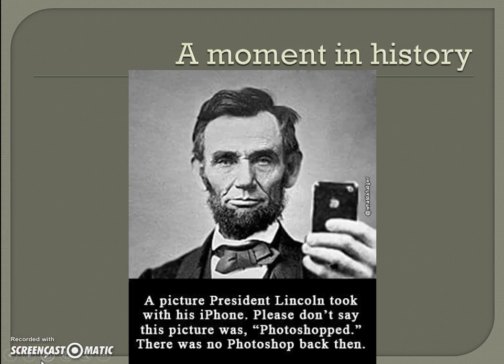So here's an important moment in history, a picture President Lincoln took with his iPhone. Please don't say this picture was photoshopped. There was no Photoshop back then, people. Come on, get your facts straight.